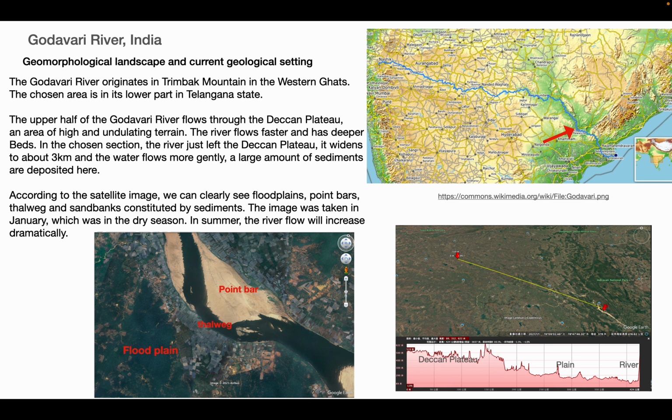According to the satellite image, we can clearly see the floodplains, point bars, sawwags, and sandbanks constituted by sediments. The image was taken in January, which was in the dry season, and in the summer, the river flows will increase dramatically. As we can see, there is also a cross-section graph. It clearly shows the change of the terrain.